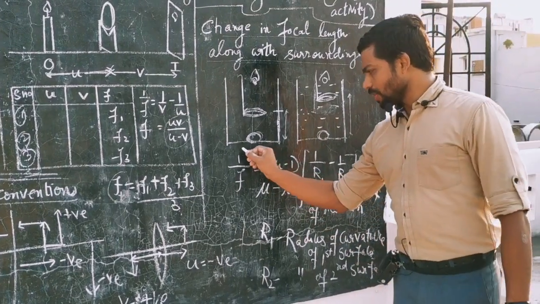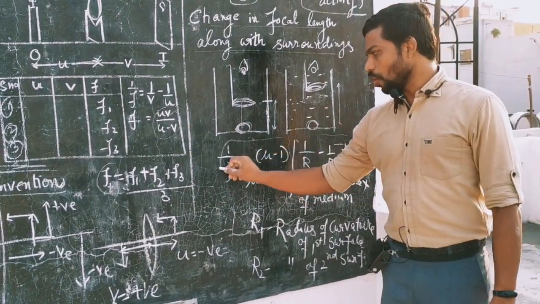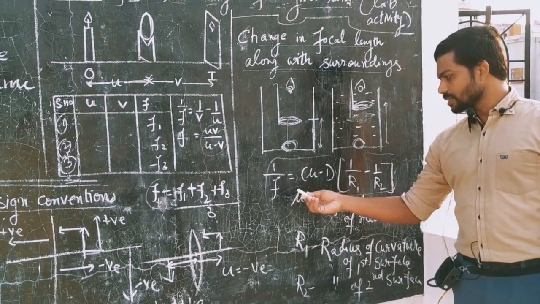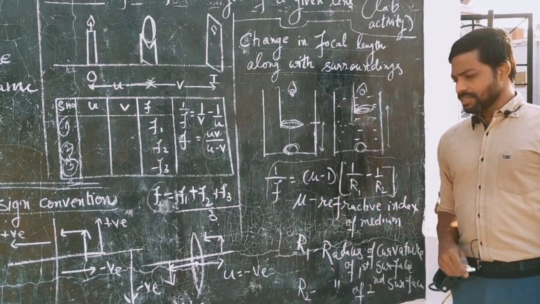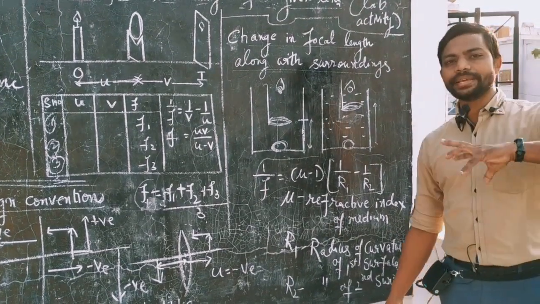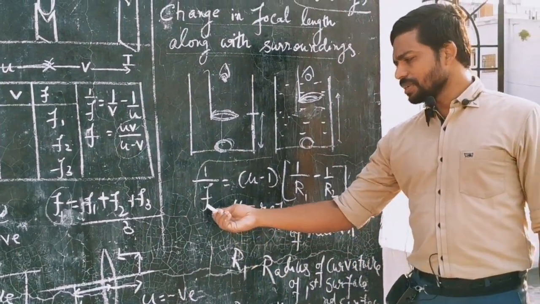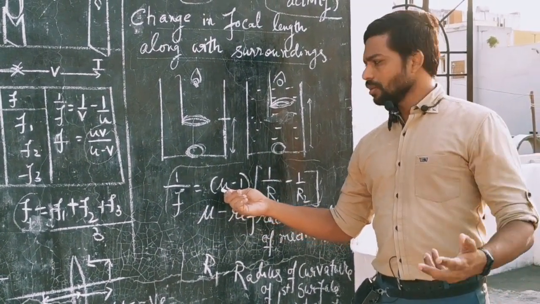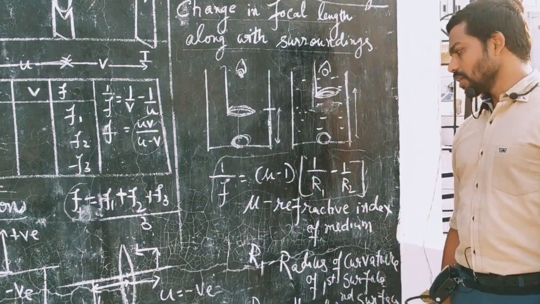So this is a formula which actually tells you why focal length changes along with the surrounding medium. You can see in this relation, focal length depends on refractive index. Mu is representing the refractive index of the surrounding medium. If the surrounding medium is air, focal length will be something. If the surrounding medium is water or some other liquid, then it will be something else. So focal length changes along with that.